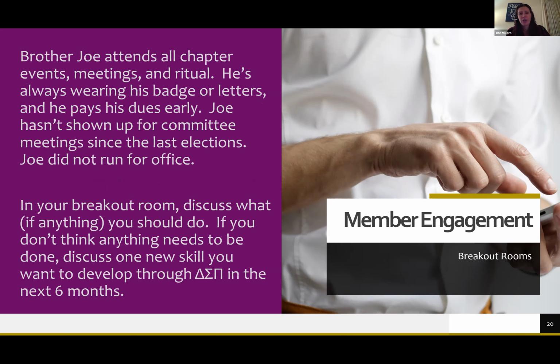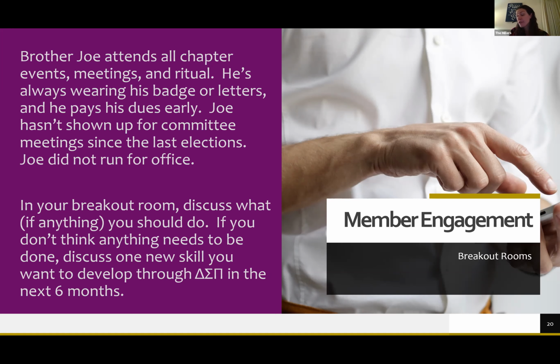So this is a member engagement problem. Joe attends all chapter meetings, events, and ritual. He's always wearing his badge or letters, and he pays his dues early. But he hasn't shown up for committee meetings since the last election. Joe did not run for office. What, if anything, should we do as leaders in the chapter?